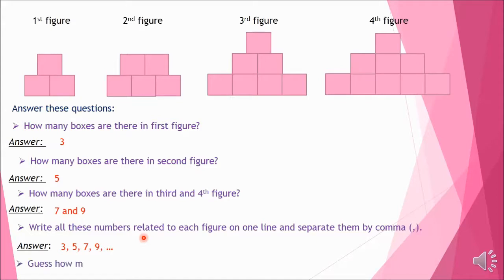Now guess how many boxes will be there in the fifth figure. Keep your answer to yourself. We will come to this later. Now let's see the definition of sequence. Actually 3, 5, 7, 9 is a sequence of numbers formed by counting the number of boxes on each figure.